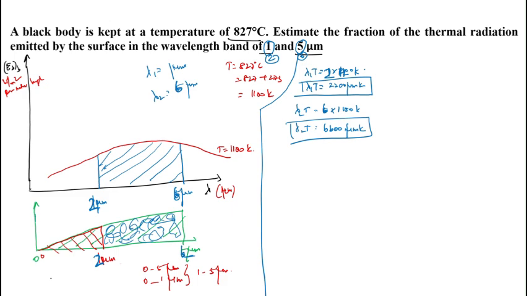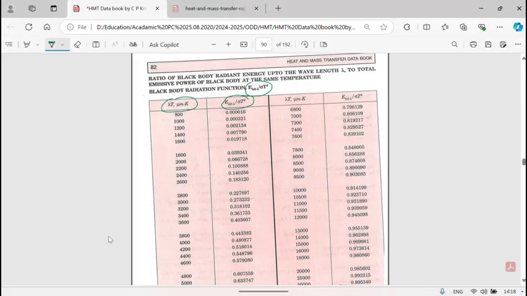So lambda 1 T and lambda 2 T we have already found. From lambda 1 T and lambda 2 T we get this value. Lambda 1 T is equal to what?